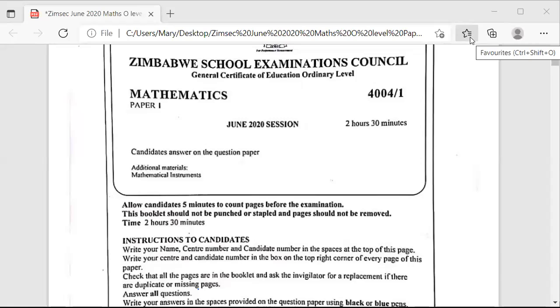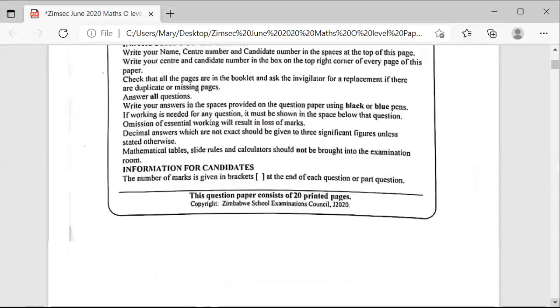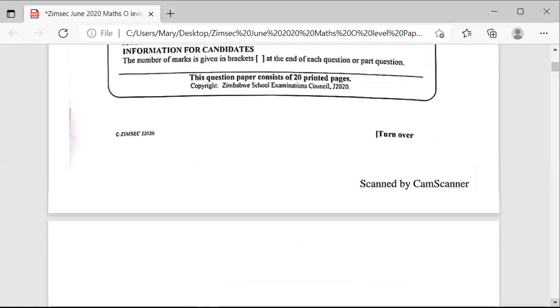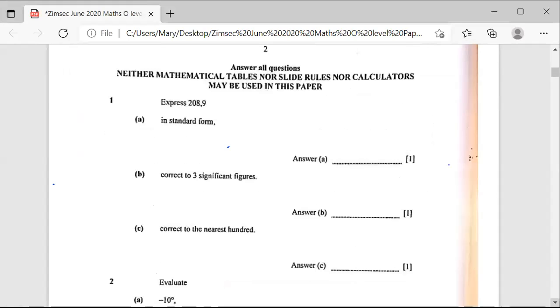Good day. Today we want to do June 2020 paper 1. And remember, when we are doing paper 1, you are not allowed to use a calculator. So whatever you're going to do here, you don't use a calculator. Paper 1, no calculator or logbooks. Then paper 2, that's when you can use the calculator. We are going to start from question 1, and I don't know how far we are going to get.